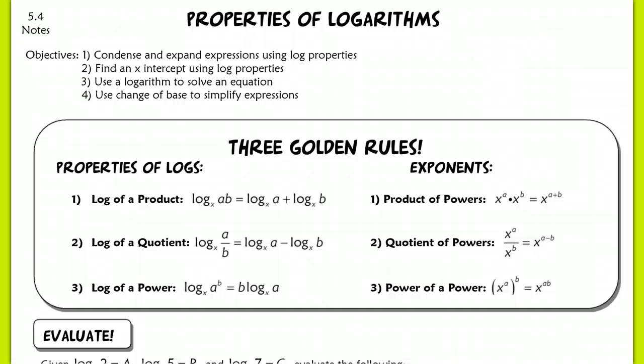This lesson is for section 5.4, Properties of Logs. Alright, we are going to do a few different things today. We're going to condense and expand expressions using log properties. So we're going to go more in depth with logs than we did in previous lessons.